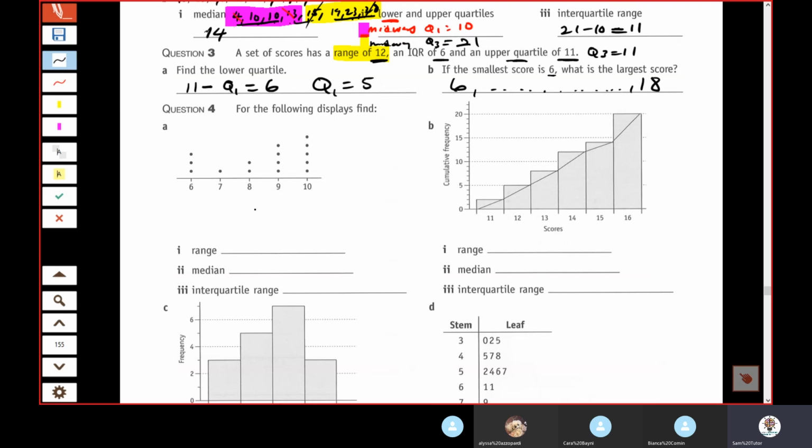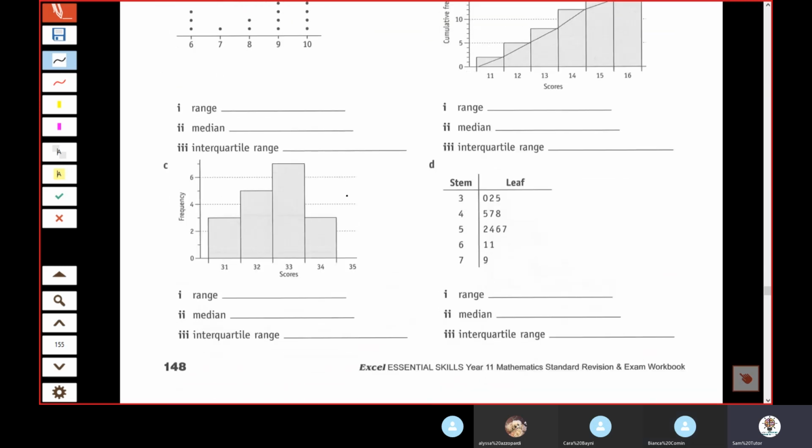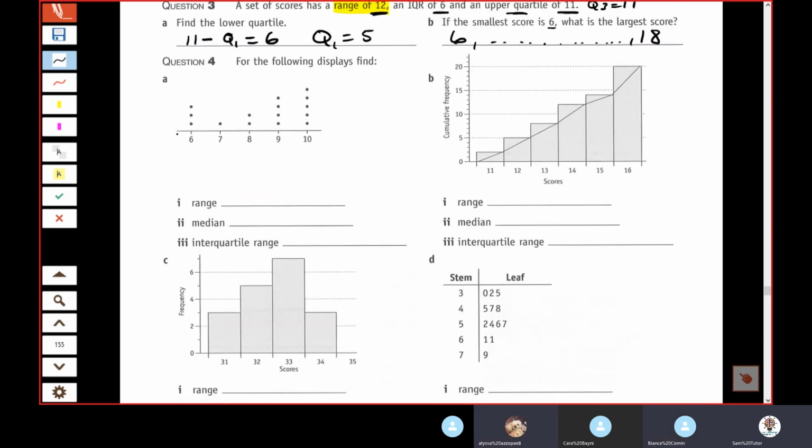All right. Same thing, and we do it again. Range, highest score take away lowest score, 10 take away 6, 4. Median, your median is: cross out the first 3, cross out the last 3, cross out the next 1, the next 1, 1 more, 1 more, 1, 1. Your median is 9.